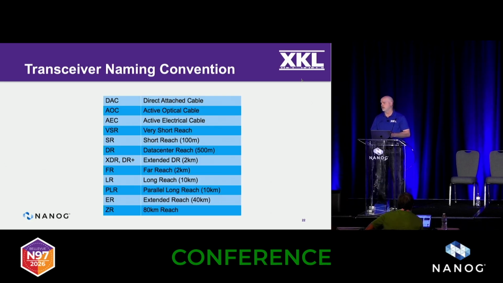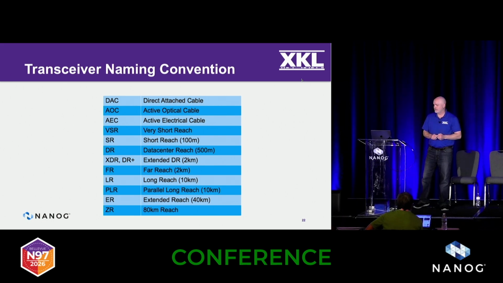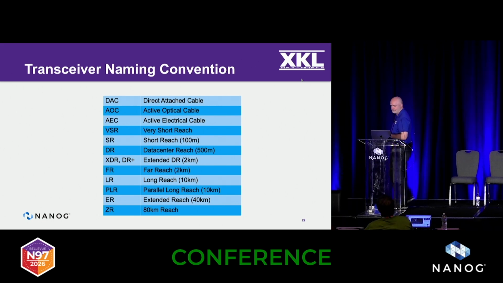I can't tell you how long it took me to figure out what the D stood for in DR, but data center, 500 meters. So anybody that works with these components, that's your magic numbers. You start going, oh, 500 meters, 2 kilometers, 10 kilometers, right? These are all the magic numbers. And here's what they mean.